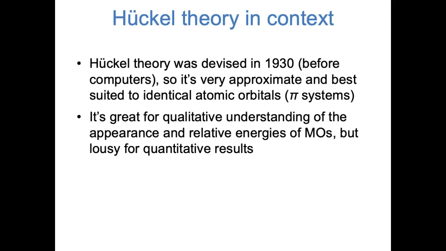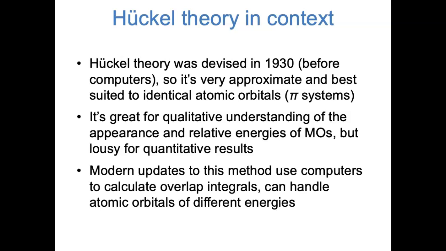Huckel theory is really good for qualitative understanding of the appearance and relative energies of the orbitals, so it does a good job telling you which orbitals are lowest in energy, which are highest in energy, and what each of them look like in terms of symmetry. But it does a pretty lousy job for quantitative results. It doesn't give you numbers.